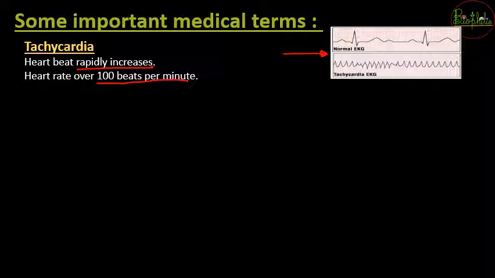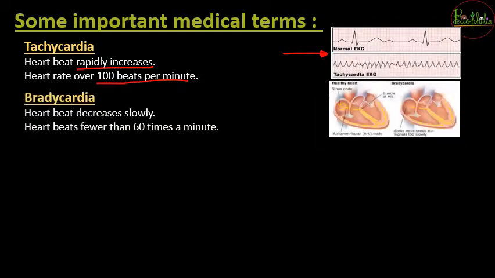So in that case the doctor can use the term tachycardia. Next word आता है, that is bradycardia. Bradycardia is the term used when your heartbeat decreases slowly. So when there is a decrease, that is fewer than 60 times per minute, then the term used is bradycardia.